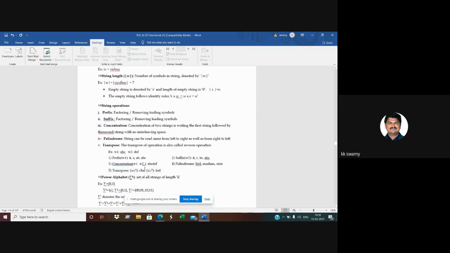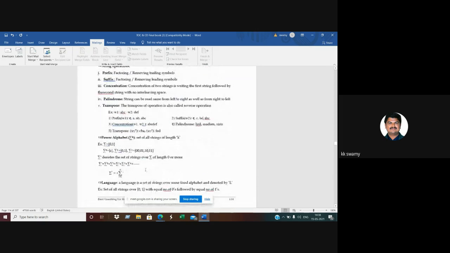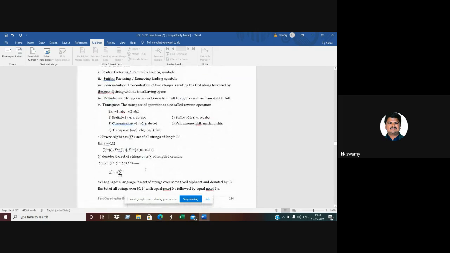The main thing here is the power of an alphabet. What is meant by power of an alphabet? The power represents the length of strings over the alphabet sigma. That's why sigma power k means k number of alphabet symbols, that is, the set of all strings of length k.